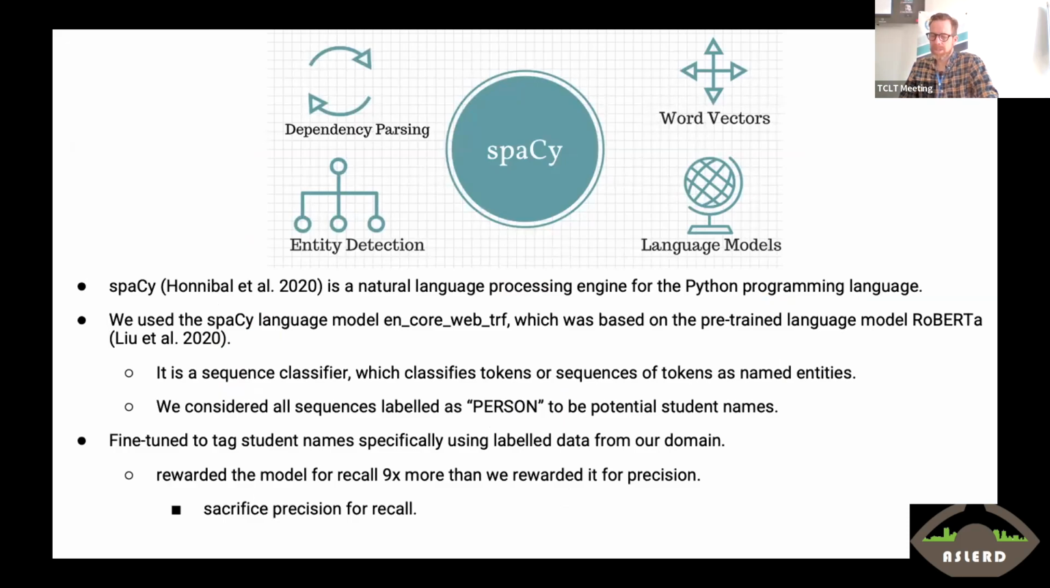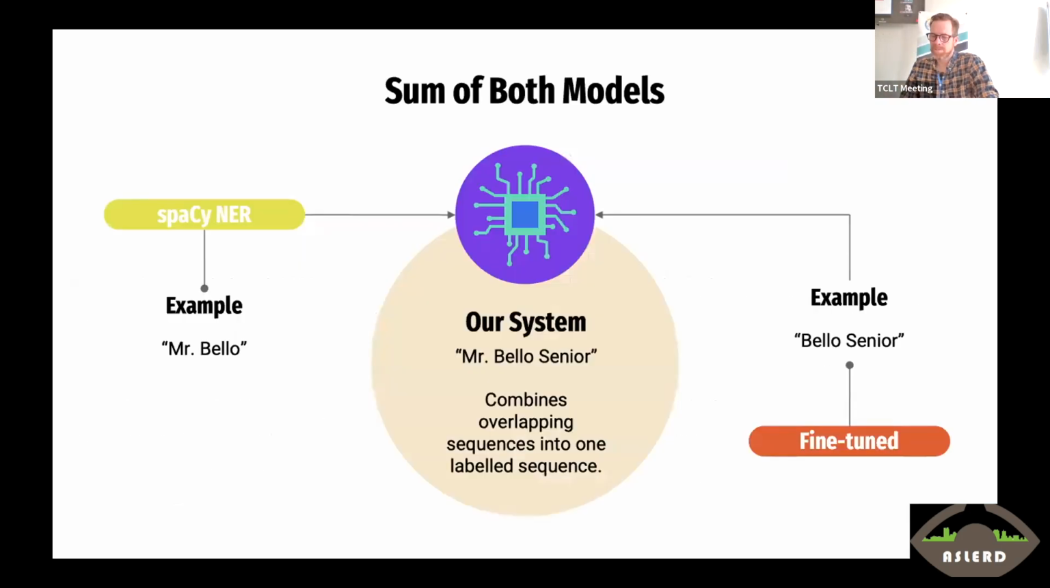And then we basically consider all sequences labeled as persons to be potential students' names, and we did some fine tuning on those students' names, specifically to look at sequences. And we wanted to reward the model for recall, because we're not too worried if it gets something wrong, if the precision is wrong, but we want to make sure that we're able to recall every single piece of personal identifying information in that text. So we sacrifice precision for recall.